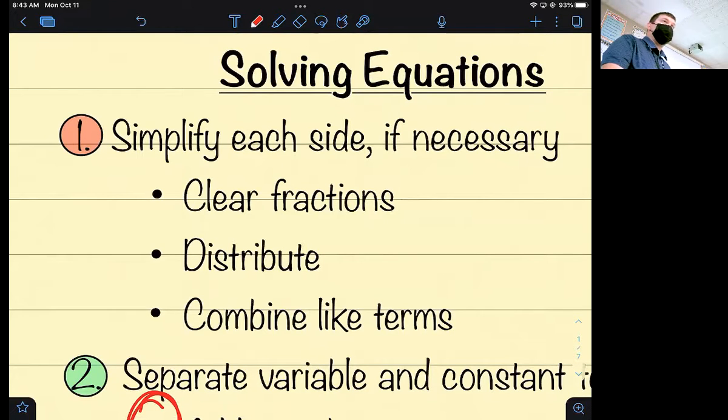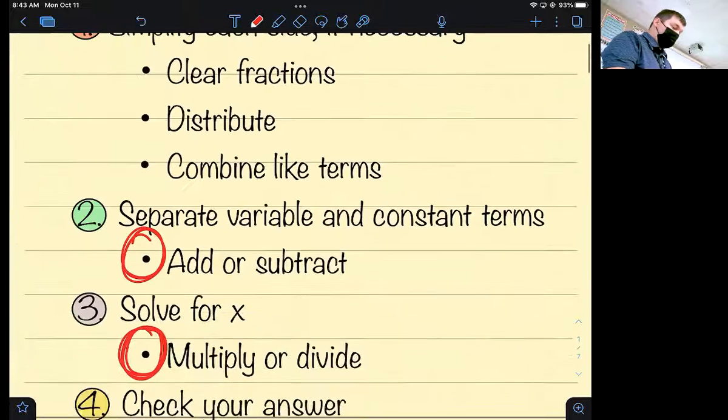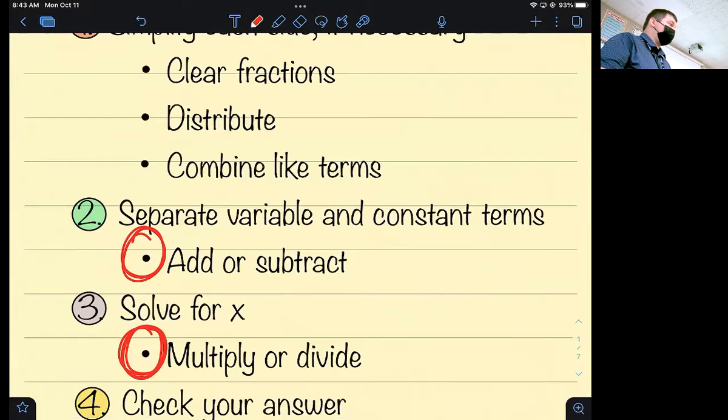Now, have we ever used the distributive property in this class? We did it last week. Have we ever combined like terms in this class? We did it last week. So those won't be new. Maybe the clearing fractions one will be our new one that we'll talk about tomorrow. But today, all of the ones we're going to look at, these are the two steps we're going to do. We're either going to add or subtract, and we're going to multiply or divide.